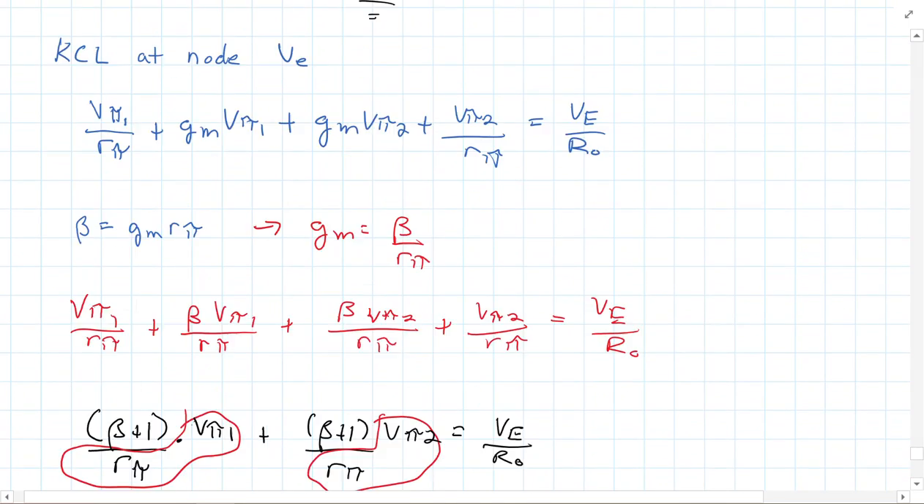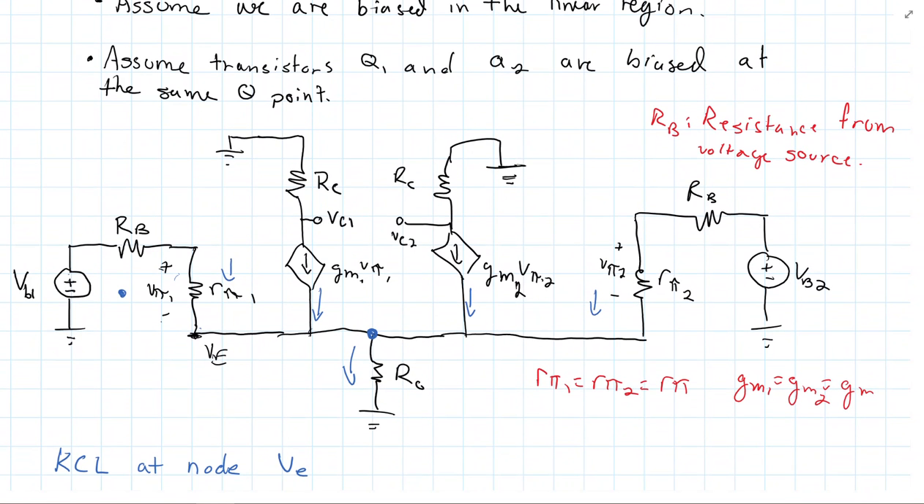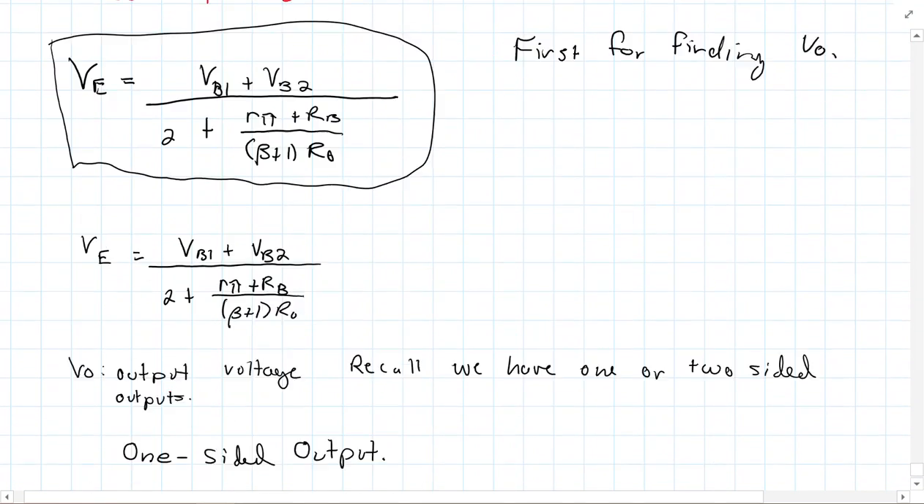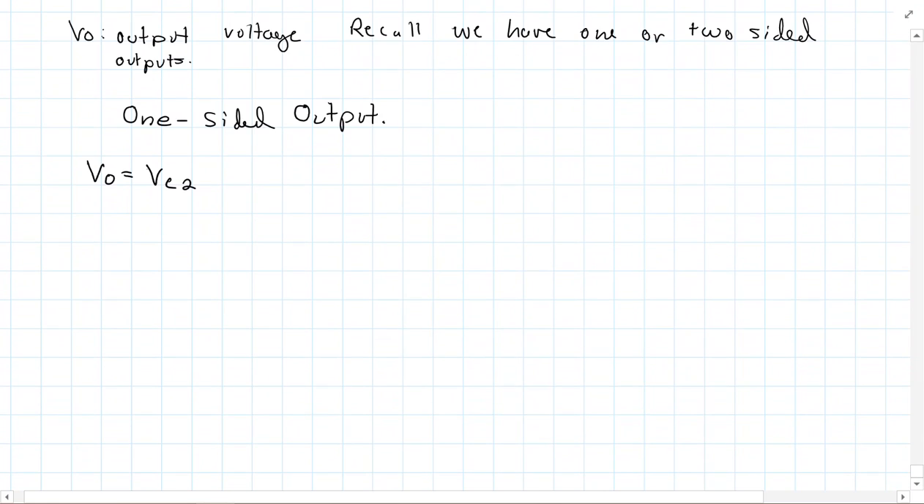So I'm going to scroll back a little bit here. If we look at this, we can see we have ground here and V out here. So the current is going this way. So we would simply have that V out would be equal to negative GM V pi 2, because that's the current, times RC.